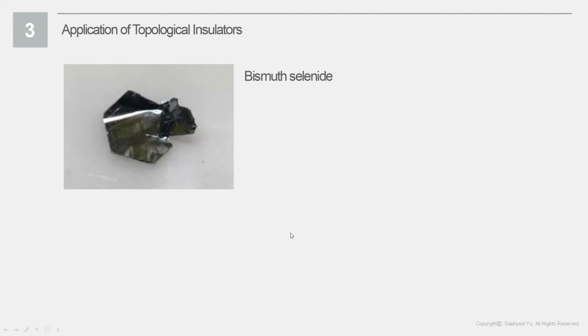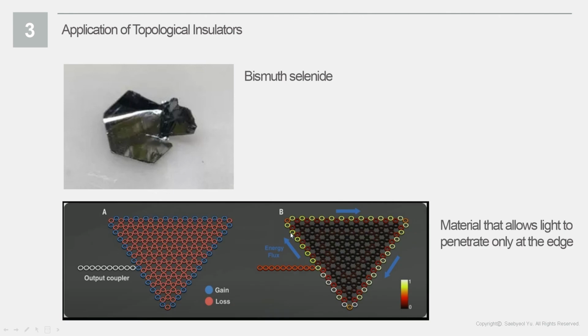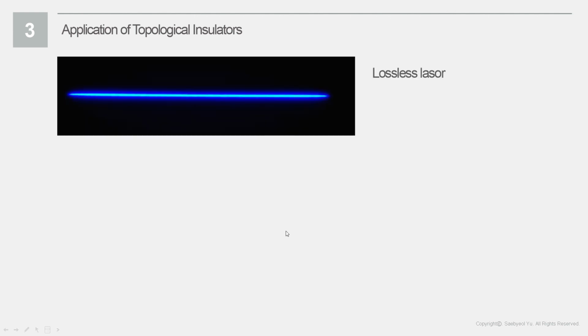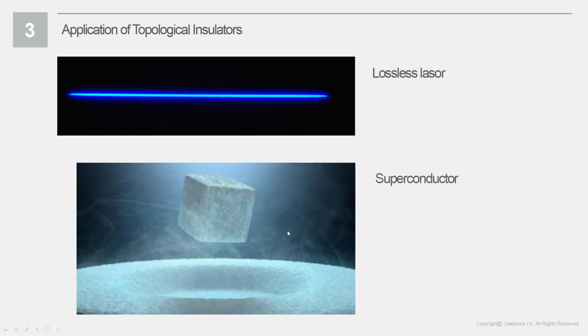Using these points, it is used as an optical switch using light. It is also used as a material through which light passes only at the edge by using the point where current flows only at the edge. In addition, studies on lossless lasers and superconductors using the fact that there is no heat loss are being actively conducted. It can be seen that the possibility of development is endless, as it is a substance that has just been discovered.